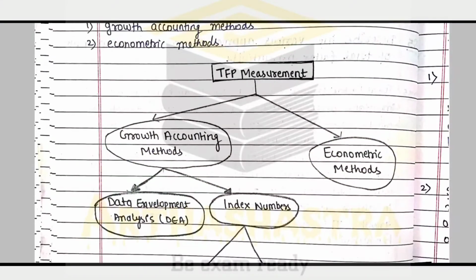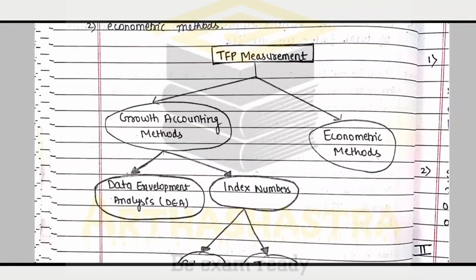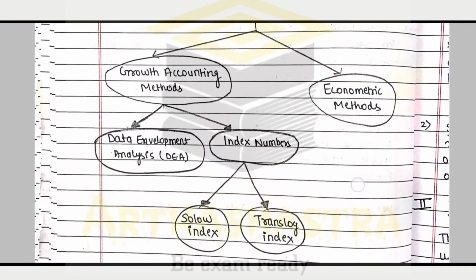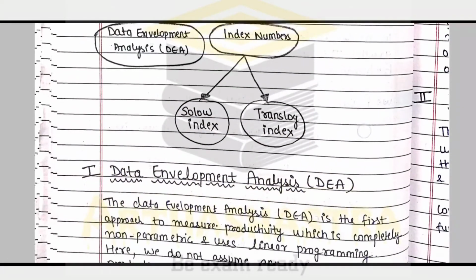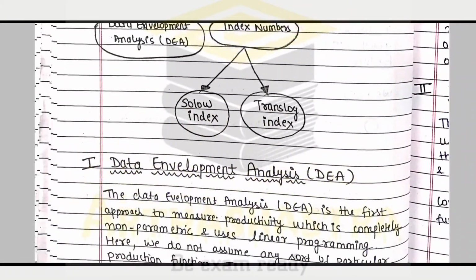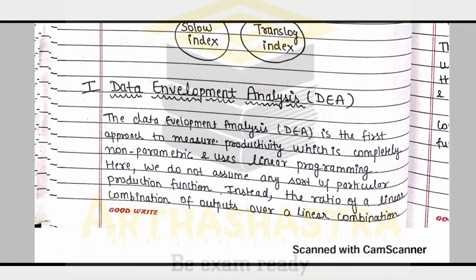So now we have written down the various ways through which we can measure TFP. So there are two main ways: growth accounting methods and econometric methods. Further, growth accounting methods can be divided into two categories, that are data envelopment analysis and index numbers, and index numbers can be further categorized into Solow index and translog index.